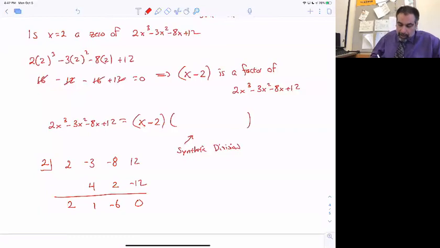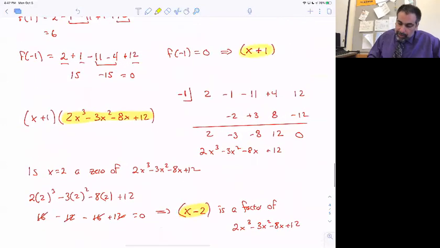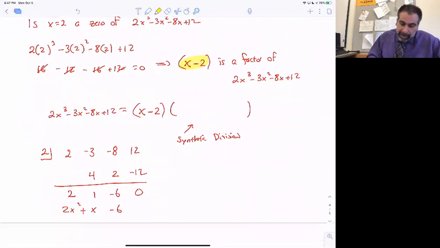So now what I know is I have got -6, +x, and 2x squared as the next factor. So if you're keeping track, we have found that x minus 2 is a factor of my original problem, and we also found that x plus 1 is a factor of my original problem. Now the only question is, can I factor the 2x squared plus x minus 6?